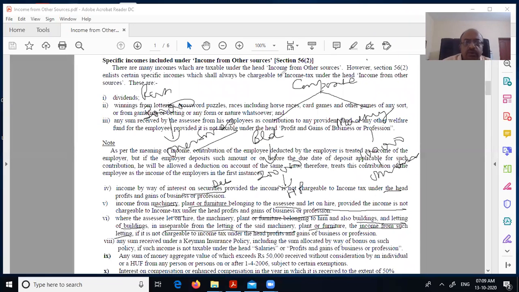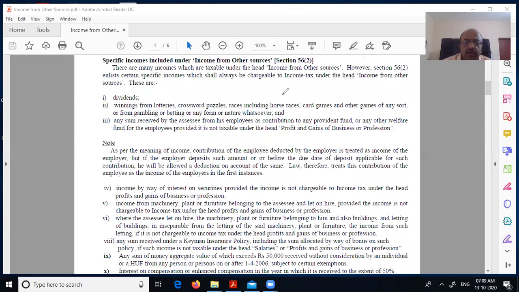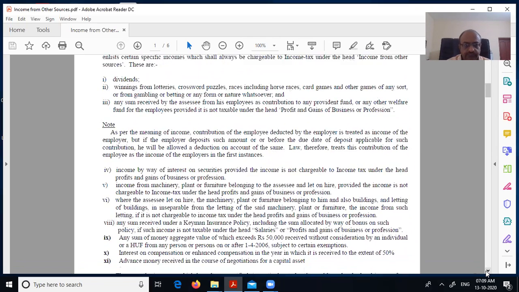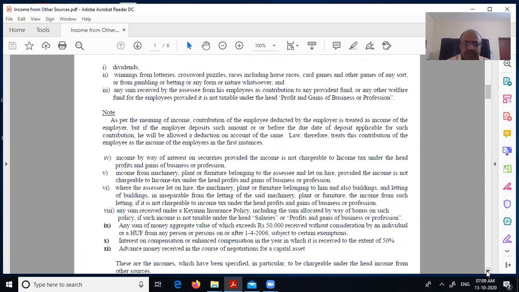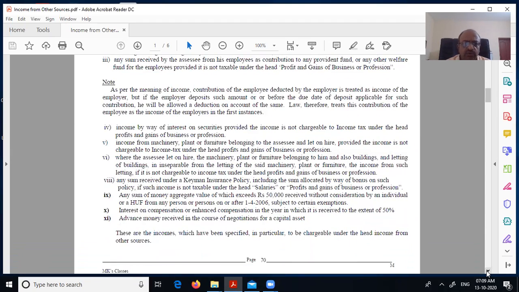The problem between other sources and house property is that in house property you get standard deduction and you get interest. There are extra provisions, no question. We will go further and see what deductions are available under other sources, then we will realize which is better. All these are simple items only, don't worry.